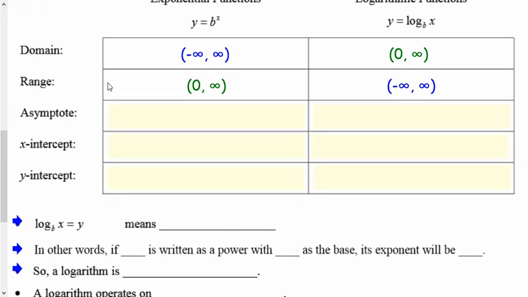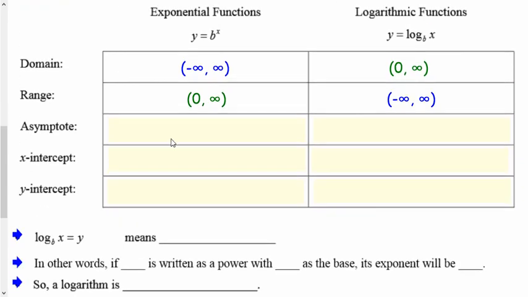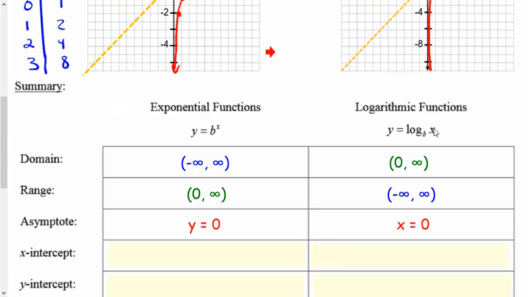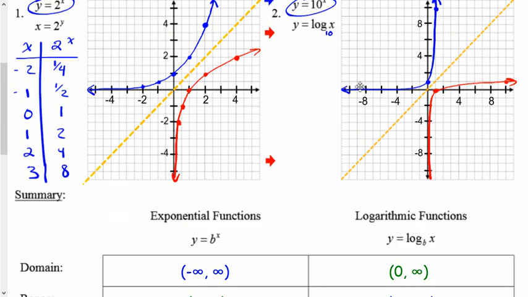Asymptotes. Well, I've already mentioned that the exponential function has a horizontal asymptote at y equals 0. Switch the x and the y, and I get a vertical asymptote at x equals 0. So again, there's my horizontal asymptote for the exponential function, and a vertical asymptote for the logarithmic function.